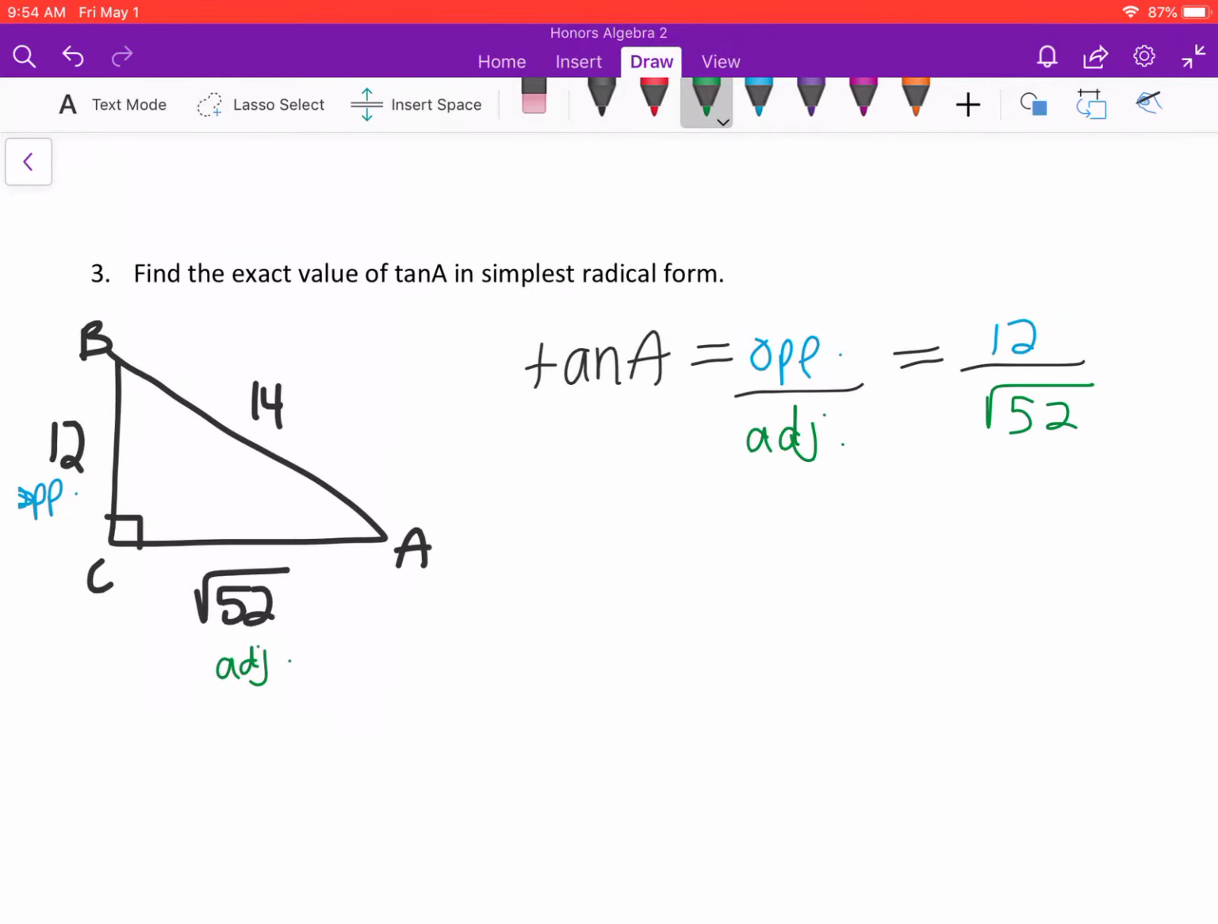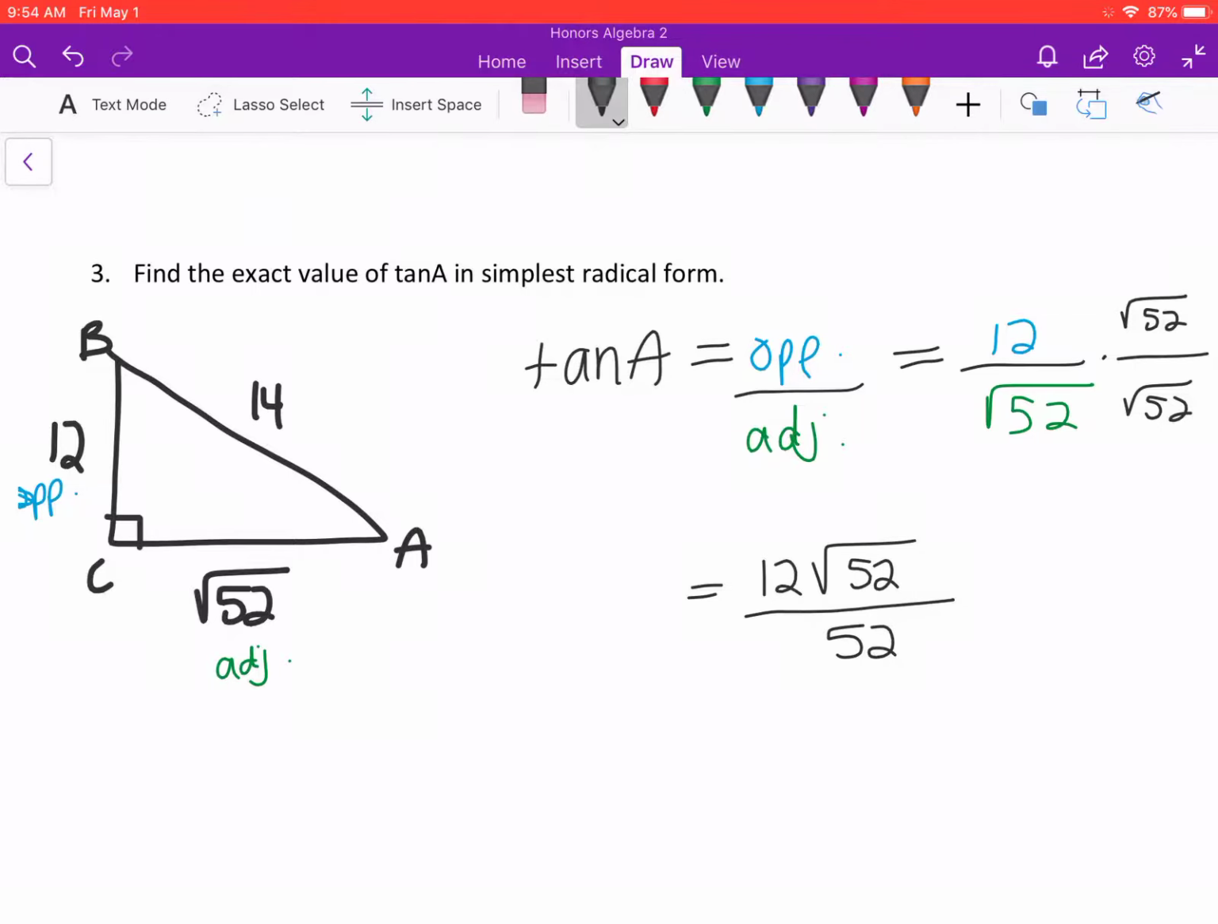All right, so I need to rationalize my denominator again here. So I'm going to multiply by root 52 over root 52. So that is going to give me 12 square root 52 divided by 52. The square root of 52 can actually be simplified, so I'm going to do a factor tree over here to the side. So 52 divided by 2 equals 26. 26 divided by 2 equals 13. I'm going to circle my prime numbers.